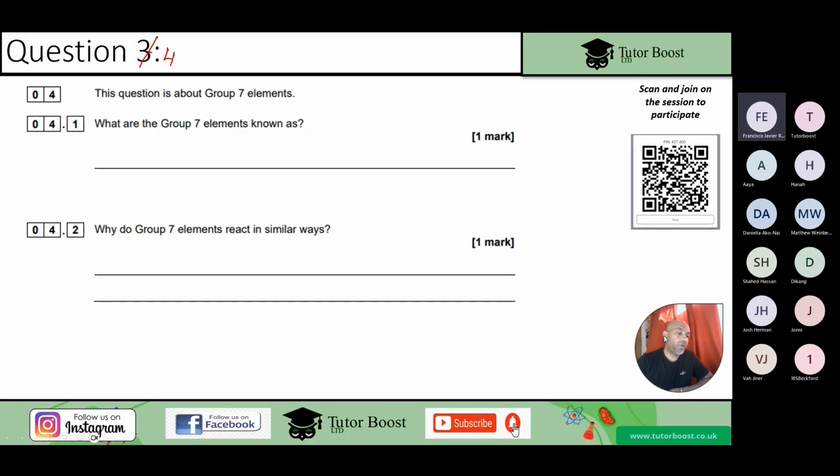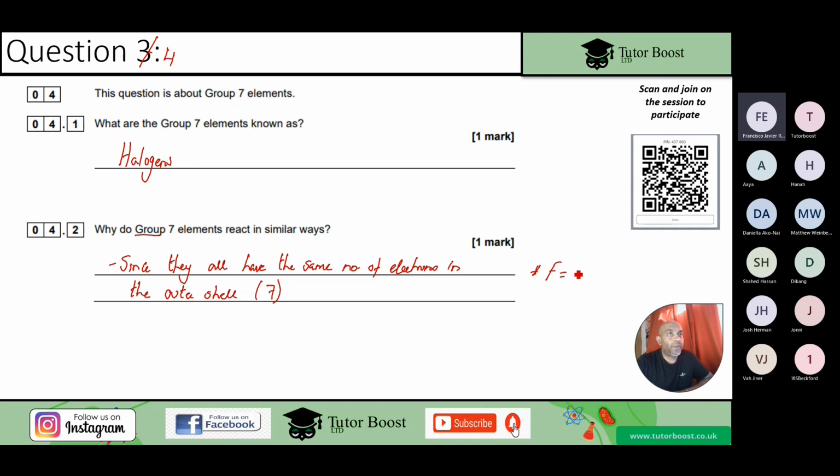Got that. So group 7 elements are known as the halogens. Why do group 7 elements react in similar ways? The main reason is that they all have the same number of electrons in the outer shell. Now, since they're in group 7, they will have 7 electrons in the outer shell. Remember, just look at the electron configuration as a revision.